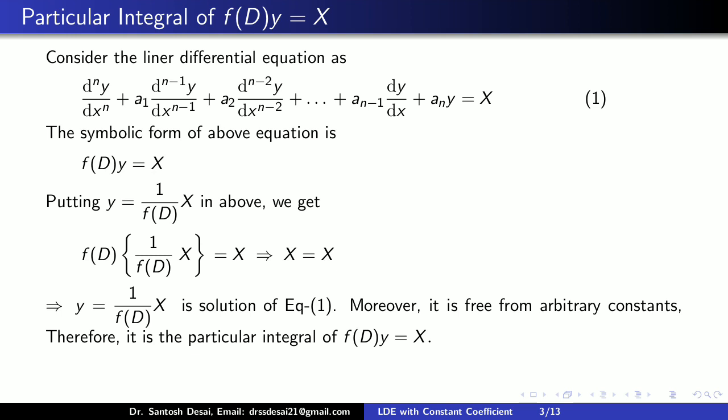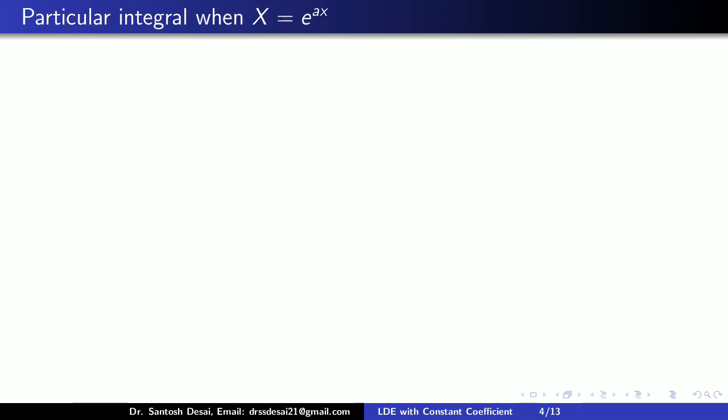So here we got the formula for the particular integral. That is, PI is equal to 1 upon f of D into X. This is the formula to find the particular integral. Now, depending upon the values of X, there are various methods to find the particular integral. So let us consider the first one, when X is equal to e raised to ax, that is, an exponential function.